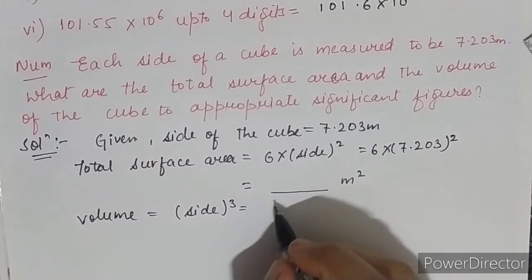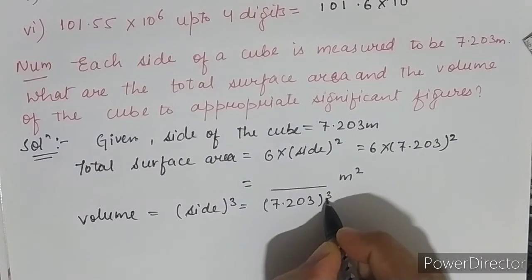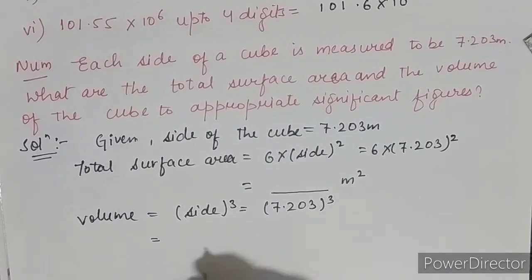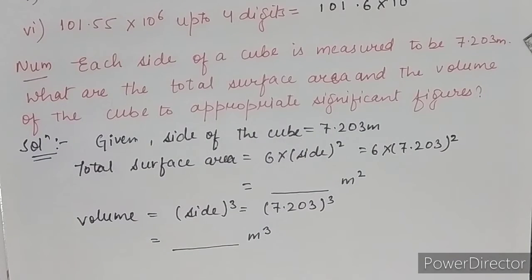So the value of side is 7.203, then cube. This also you have to find on your own by rounding it off. You have to find this value up to 4 significant figures. Both the area and the volume you have to calculate up to 4 significant figures, and the unit is meter cube. Clear? Okay, I hope that you are able to understand this.